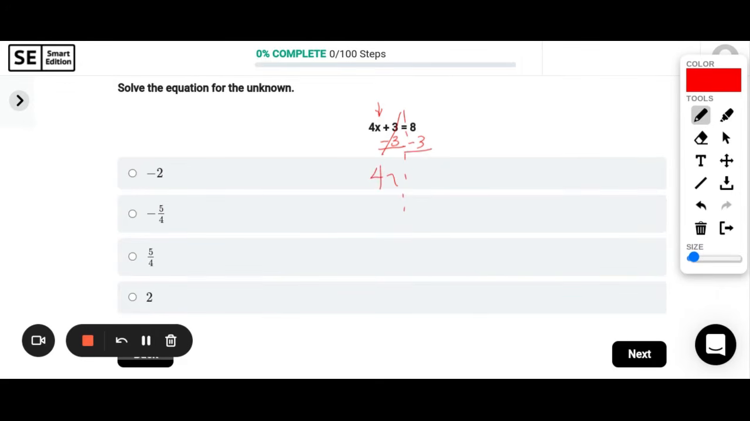So what I have is 4x equals 8 minus 3, which is 5. And then 4, this is times x, right? 4x means 4 times x. The opposite operation would be division, so I just need to divide each side by 4, and I get x equals 5/4.